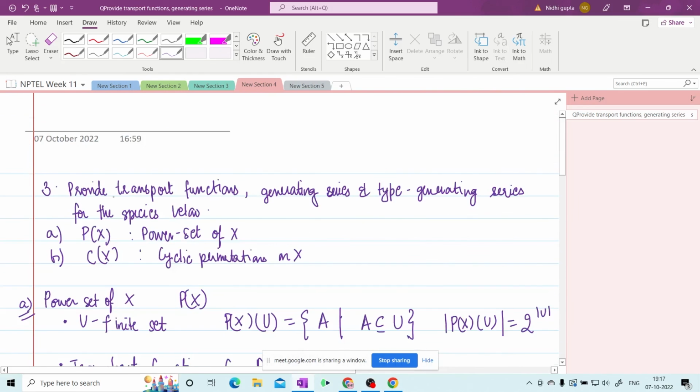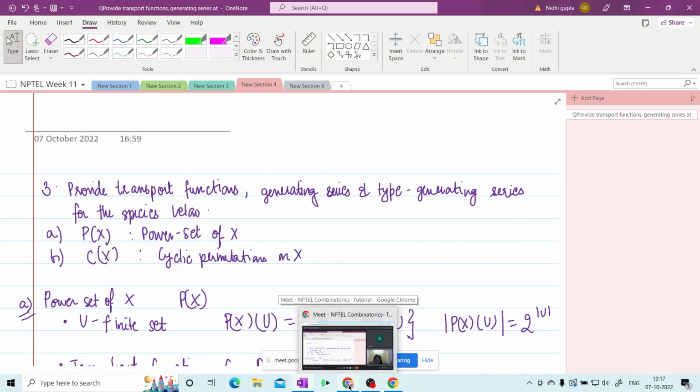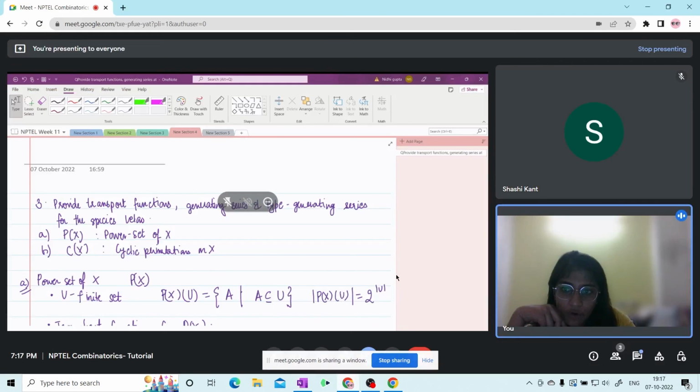Similarly, you can do the B part. Try to construct first the transport function, then the generating series, and then the type generating series. Okay, this was all for today.